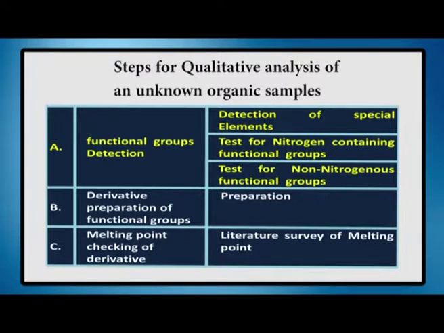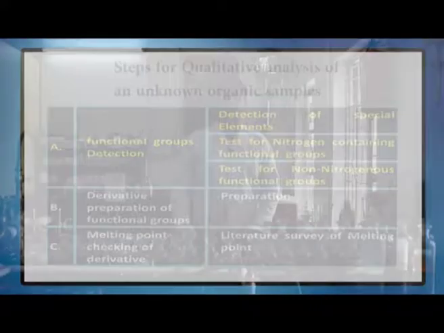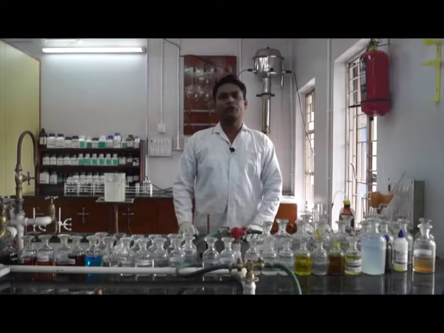Now, due to short time, we will demonstrate the first part, that is functional group detection. There are so many functional groups, so we have to think logically. In this session, we will only test the functional group detection. For detecting the functional group, three main steps should be followed. First of all, detection of special elements. Now, we will do the Lassaigne test, which will help us to detect the special element present in our organic compound. The special element may be nitrogen, sulfur, chlorine, bromine, and iodine. That may be determined by the following test.